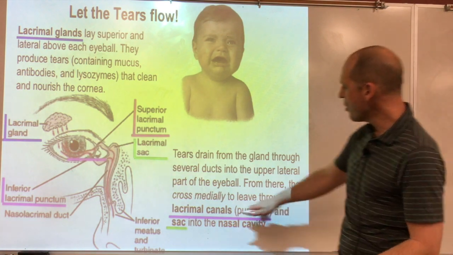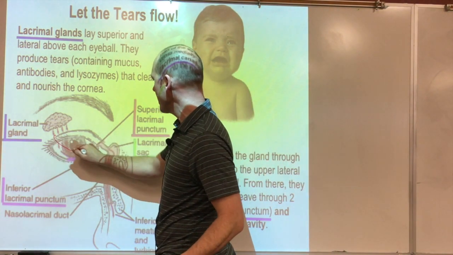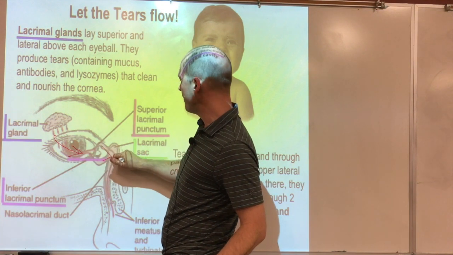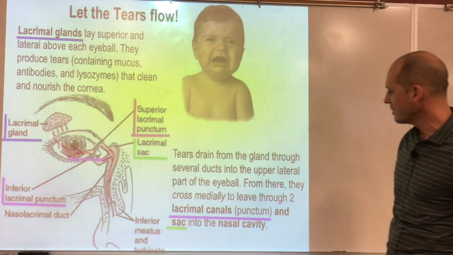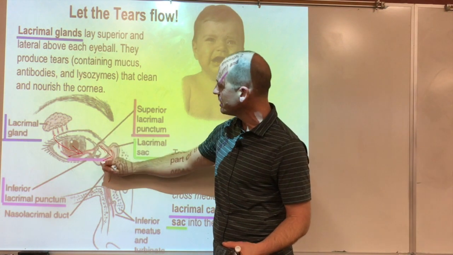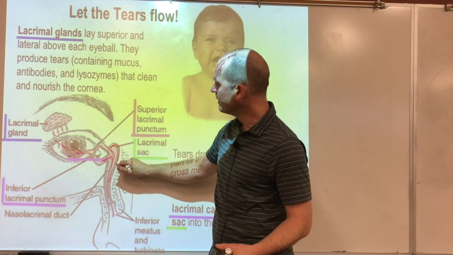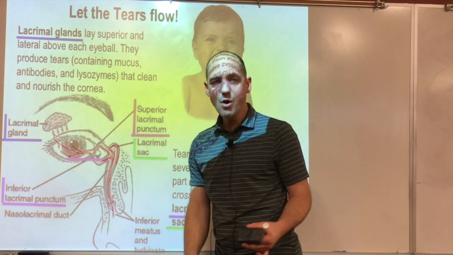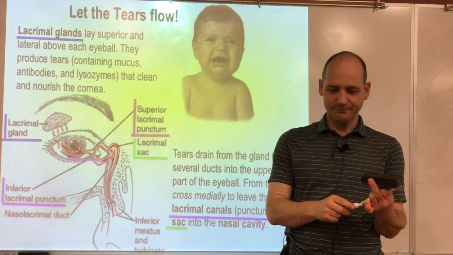But anyway, from there they go medially, so they cross the eyeball this way. And here we have a bunch of nice ducts, the lacrimal canals and the sac. Here are the canals, and then here's a little baggie, the sac. And then we drain them into the nose. That's why we need a tissue.